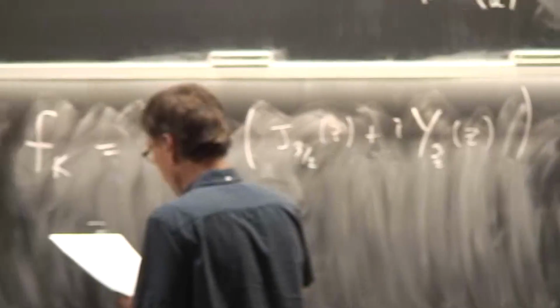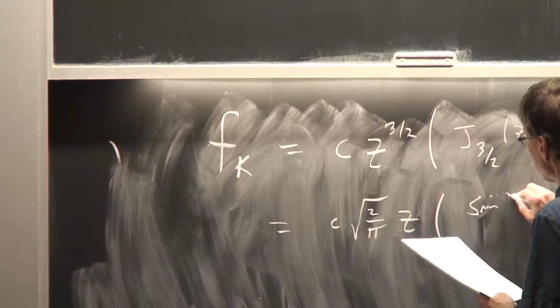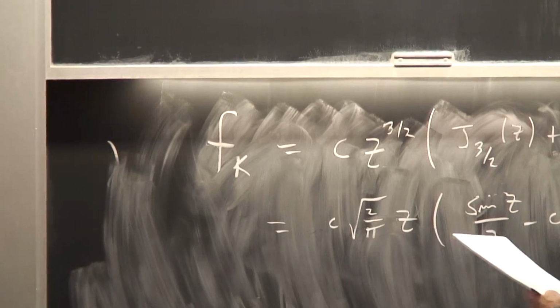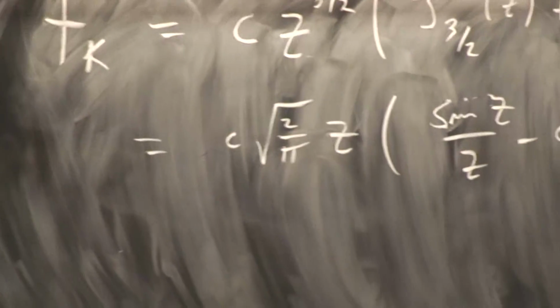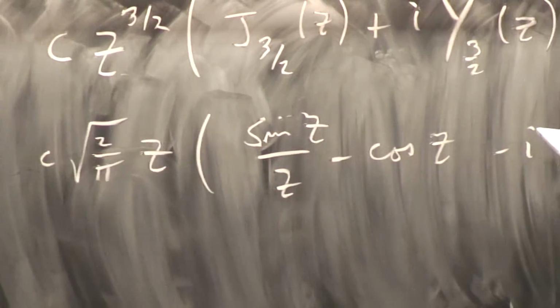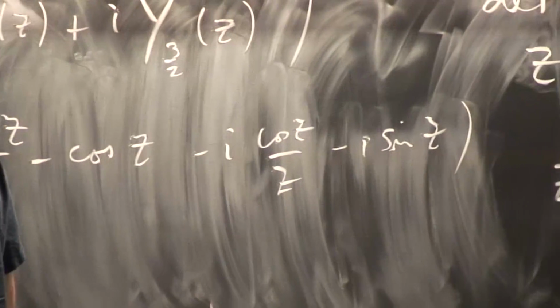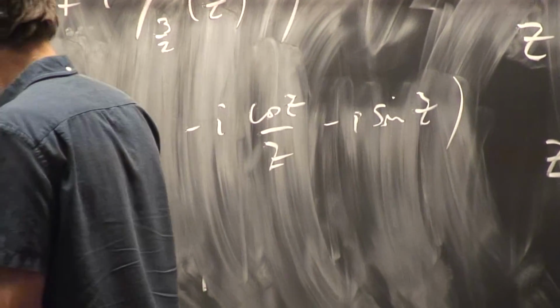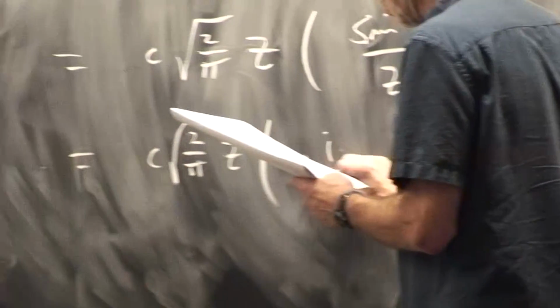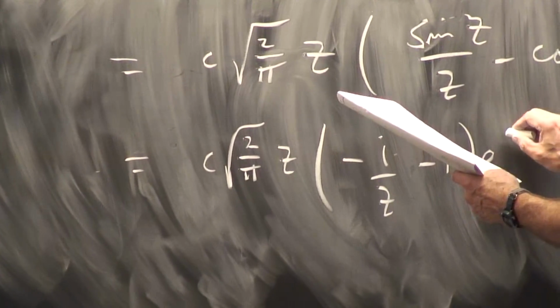So this is C. In terms of elementary functions, sine z over z minus cosine z, minus i cosine z over z minus i sine z, or C times 2 over root pi z. And then we get minus i over z minus 1, times e to the iz.